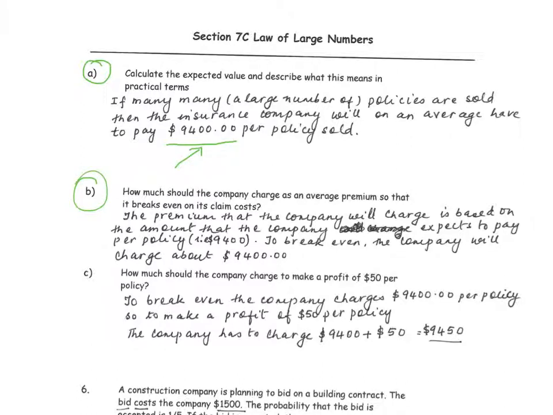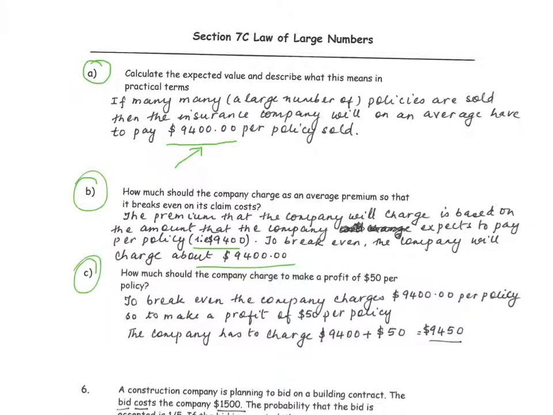The next question is how much should the company charge as an average premium so that it breaks even on its claim costs? So if the expected amount that they're going to pay in the form of claims is $9,400, to break even, the company will charge exactly or about $9,400. If they want to make a profit, then they charge over $9,400.